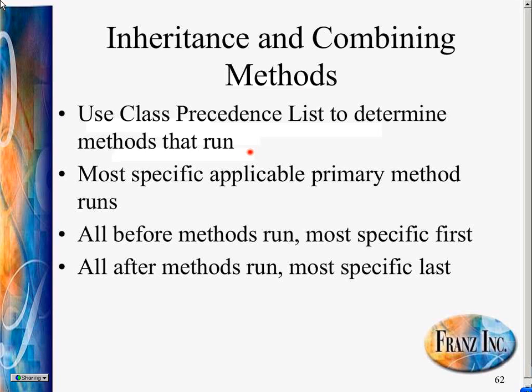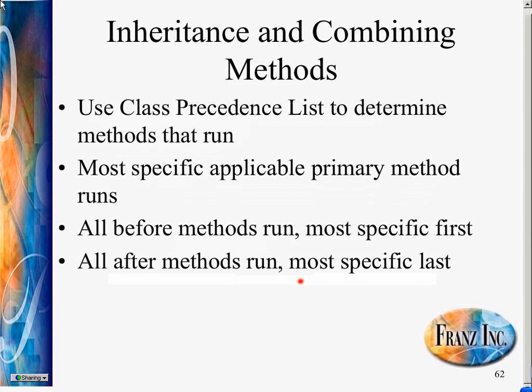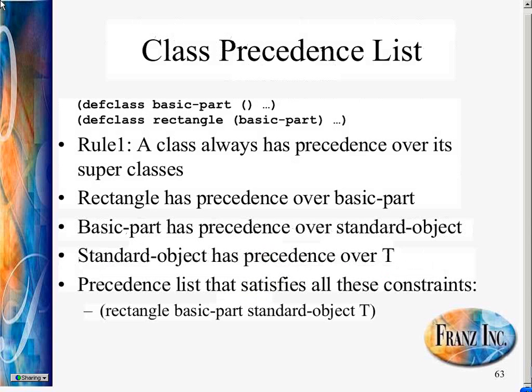So if you ordered my class 1 first and my class 2 second, then my class 1 has precedence over my class 2. Always the most specific applicable primary method runs. All before methods run the most specific first. All after methods run the most specific last. I think I said that backwards earlier, but the before methods always take the most specific and then go to the next most specific, all the way out to the least specific. The after methods run in the opposite order. Around methods, again, always the most specific runs, and then so on when there's a call to call next method.